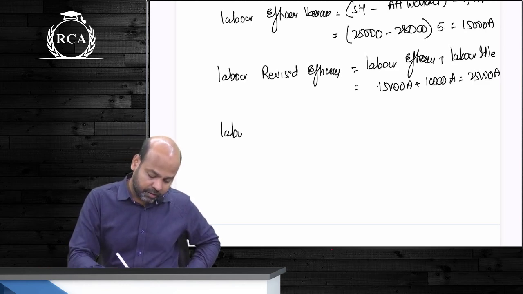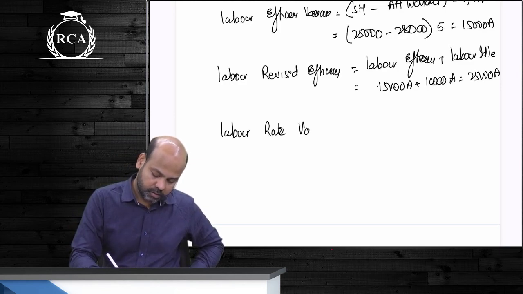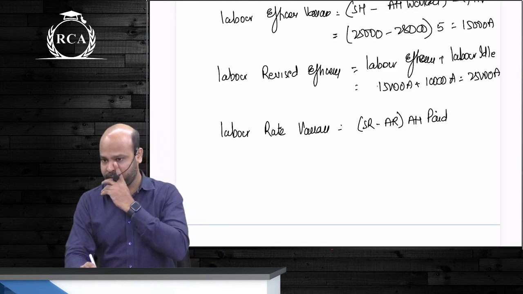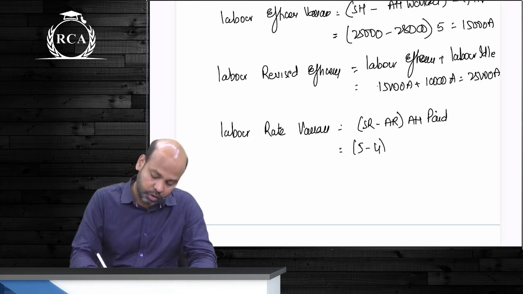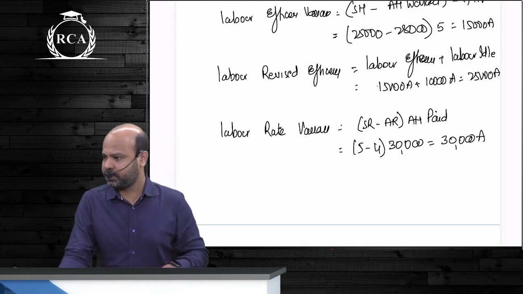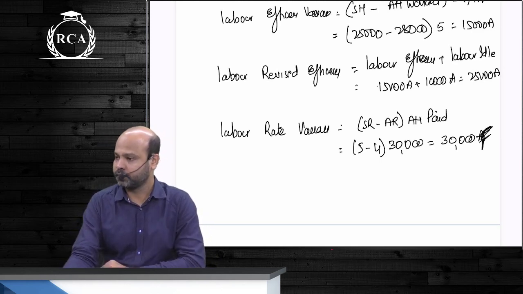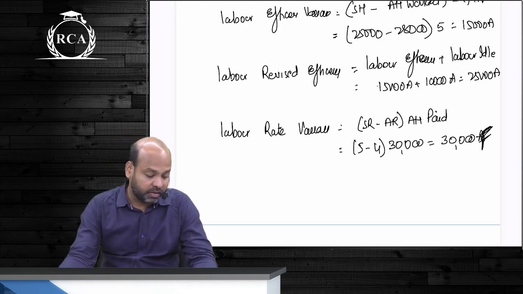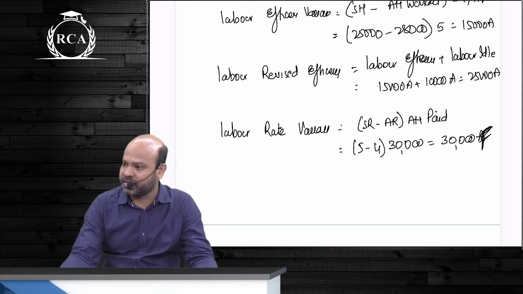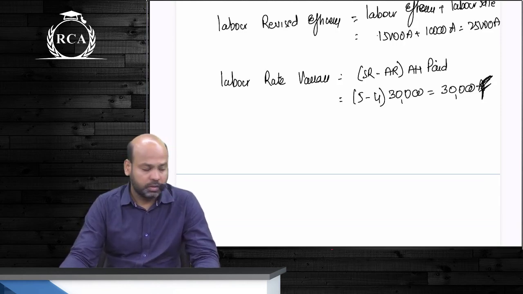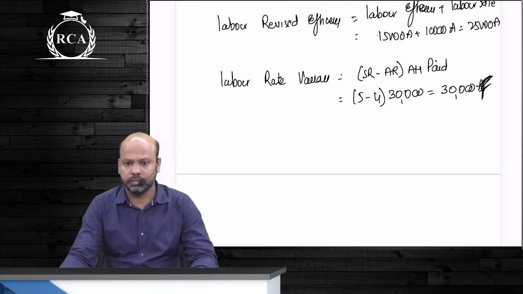How do you compute labor rate variance, guys? Paid. Whenever there is idle time, rate variance should be based on payment, whereas efficiency should be based on the basis of actual hours worked. So this is 5 minus 4 into paid 30,000 hours. So that will be 30,000 adverse. That matches. Favorable, guys, sorry. 30,000 favorable. So the answer, beta, is option C. Revised efficiency is 25,000 adverse, whereas rate variance, beta, is 30,000 favorable. Are we clear?